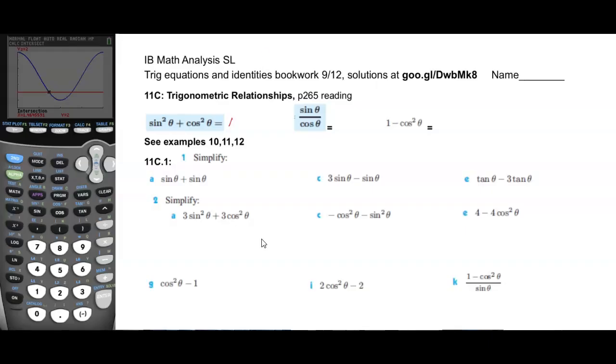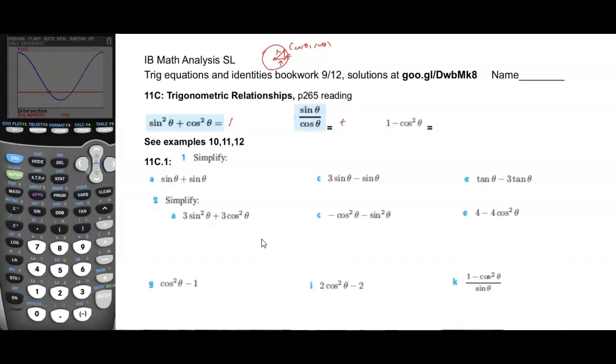Why is that? Because on the unit circle, if you take any point on the unit circle, remember that the coordinates are cosine theta, sine theta, right? So if I have a little triangle, cosine theta, sine theta would be the legs of this right triangle. And if these are the legs of the right triangle, couldn't I square each one, add them together, and I would get the hypotenuse squared? And remember, the hypotenuse of a unit circle is 1. So sine squared theta plus cosine squared theta is always equal to 1.